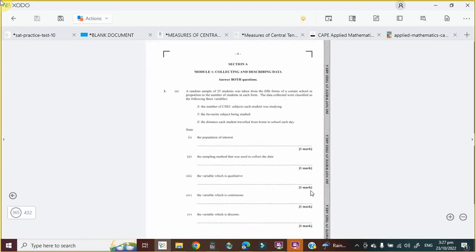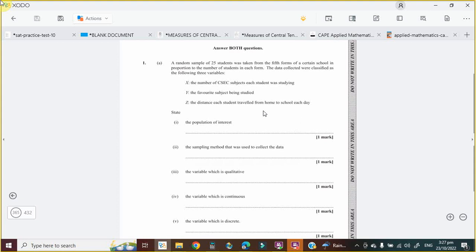Now, population of interest. What are we interested in? Still, all right, so the number of CSEC. Now look at this, Israel. Key thing, the data collected were classified the following 3 variables. The population of interest. Population is what? What are we interested in finding? By the way, what does the question say?